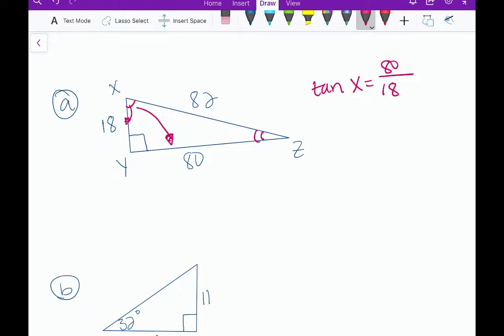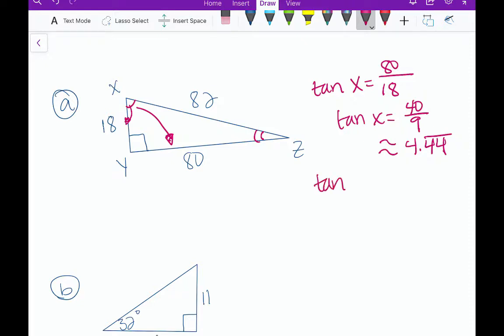Then I would simplify 80 over 18. I could divide by 2 and get 40 over 9. And then if necessary, you can simplify that to be 4.44, and that is repeated. But I would also accept 40 over 9.